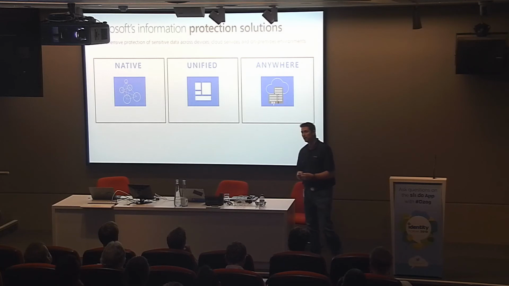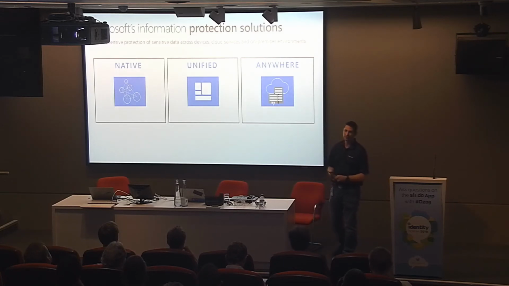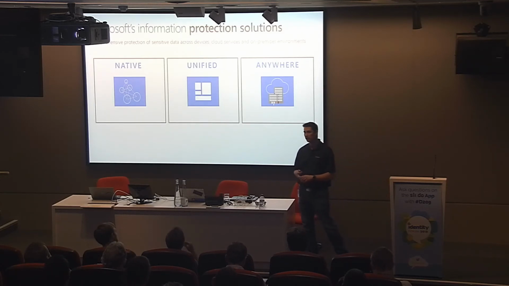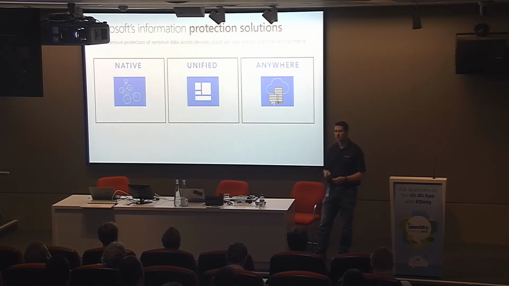And then anywhere. We've seen that users aren't just sitting in Office, it's any device, anywhere, and we need technology that supports that. So we'll be releasing updates to Office for iOS and Android over the course of this year so that you can label and protect from within those applications as well.